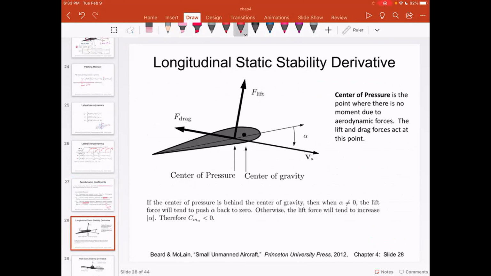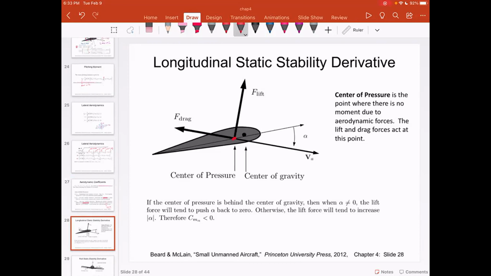So for an example, if you look at the longitudinal static stability derivative, you have lift and drag. These two forces act at something called the center of pressure. Please note, center of pressure is behind the center of gravity. That makes the aircraft stable in the longitudinal flight.